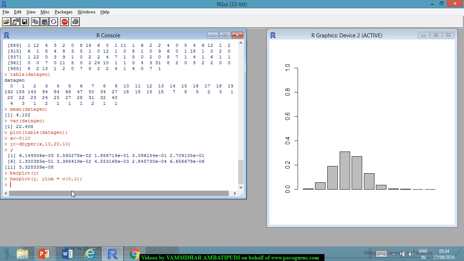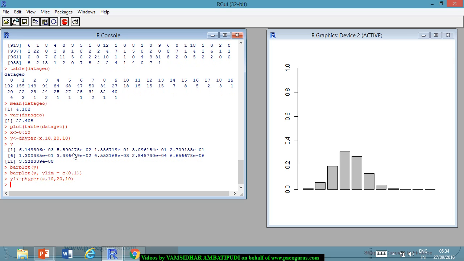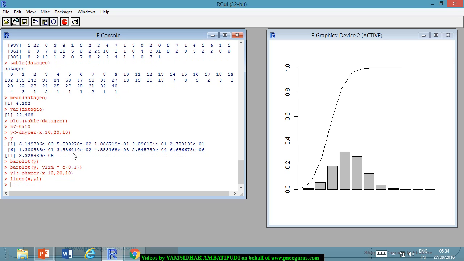So this is how my bar plot is coming for this particular numerical, and I'll also set my cumulative. That's where I'll use p hyper, all else remaining the same. Whatever input I'm giving to d hyper, the same input I'll give to p hyper, and I'll simply pull in x comma y1. So this is how my hypergeometric cumulative distribution function is typically shaping up.